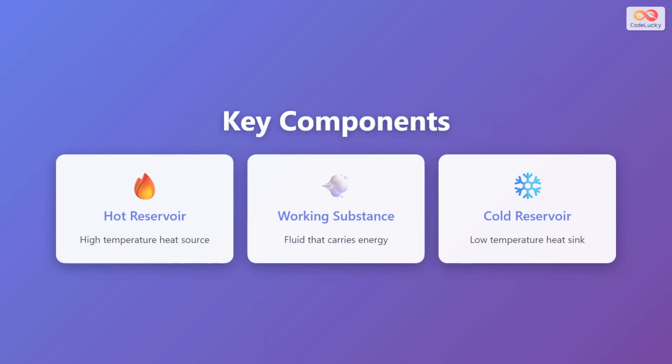Every heat engine consists of three essential components. First, the hot reservoir acts as a high-temperature heat source that supplies thermal energy. Second, the working substance is a fluid, often steam or gas, that carries this energy through the system. Third, the cold reservoir serves as a low-temperature heat sink that absorbs the rejected heat. These three components work together in a continuous cycle to produce mechanical work.